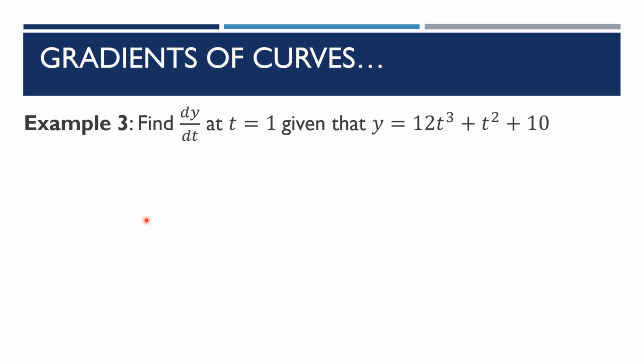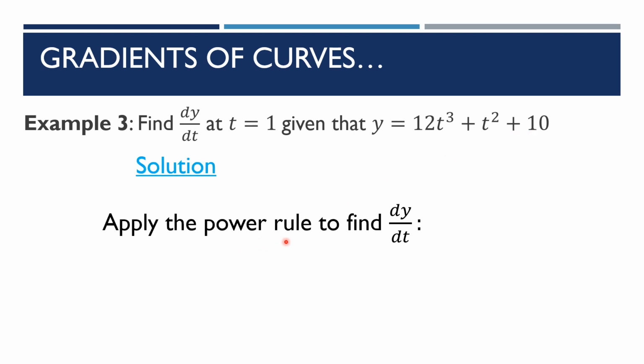In example 3, we are required to find dy/dt at t equals 1, given that y equals 12t cubed plus t squared plus 10. First of all, we shall apply the power rule to find dy/dt. That means you take the power 3 multiplied by 12 to give you 36, and the power you reduce by 1, that is 3 minus 1 gives you 2.